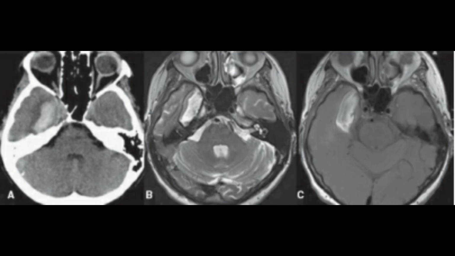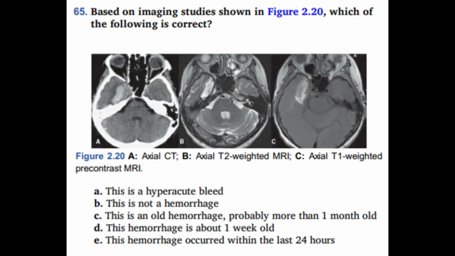What do you think? Now, quickly, the answer is D. The hemorrhage is about 1 week old. You may ask me, how? How in heaven's name are you able to tell the age of this hemorrhage based on just 3 images? Well, let us break it down.